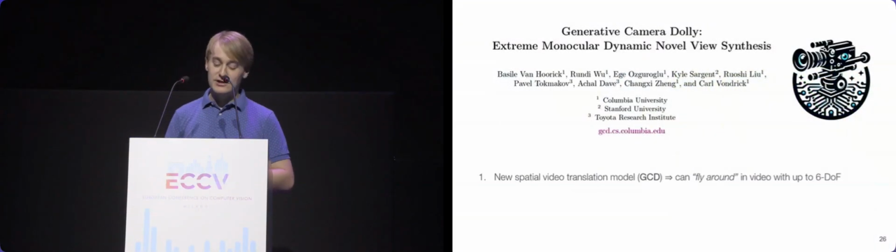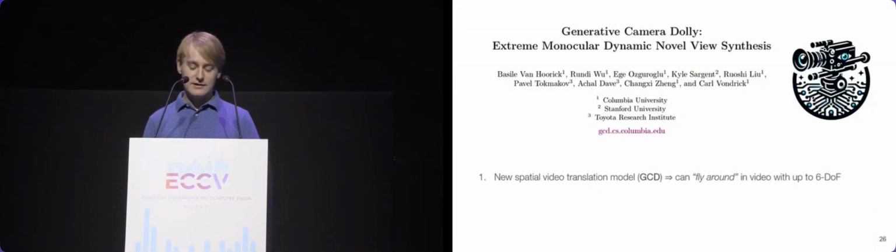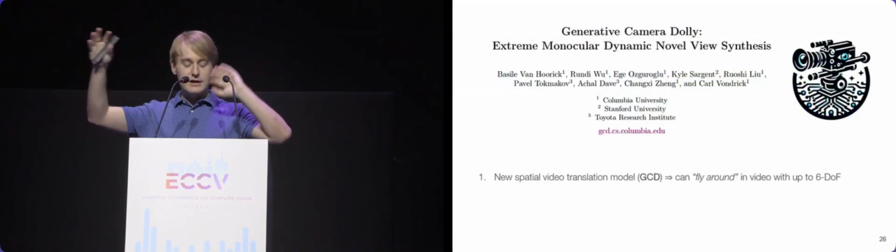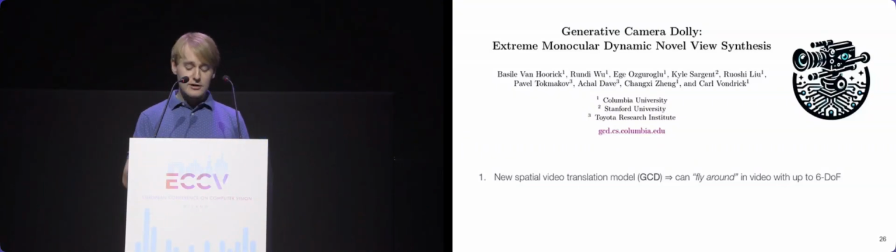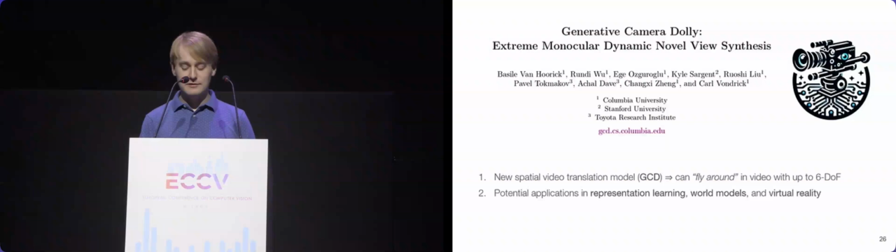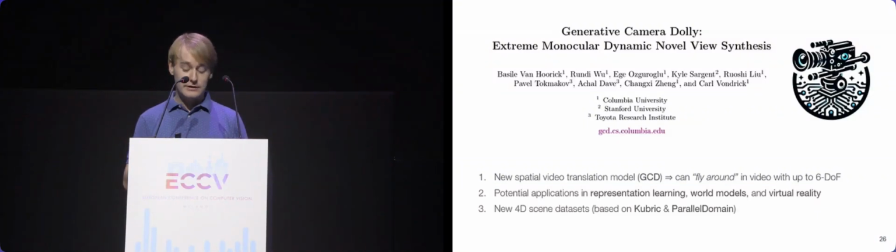So to summarize, this was generative camera Dolly. We devised an approach that conceives a virtual camera that moves around freely based on just a single physical camera. And I think there are many promising future applications here in terms of, for example, building better 4D scene representations, learning world models for embodied AI, possibly even VR or spatial computing. We also publish high-fidelity multi-view video data sources.